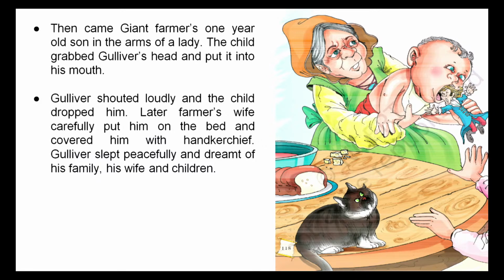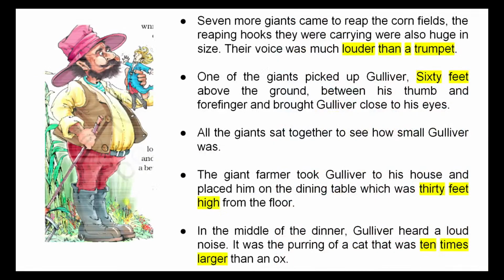So here children, you can see this child is only 1 year old and he is appearing so big, so huge in front of Gulliver, and Gulliver is appearing like a very small puppet or a doll in his hand, and he was trying to basically eat Gulliver's head. Okay, so the comparison I have highlighted: the cat was 10 times larger than an ox. Generally you have seen ox, you have seen buffaloes and cows.